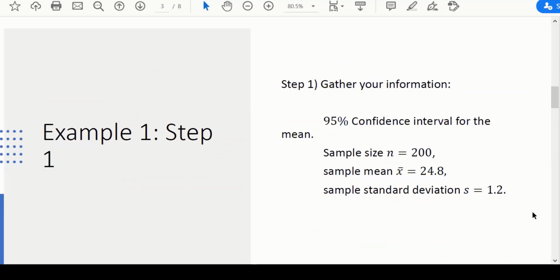So gather your information. These are the 4 things you're going to need. What's my confidence level? What's my sample size? What's my sample mean? And what's my sample standard deviation? For you, those things will all be part of the problem.